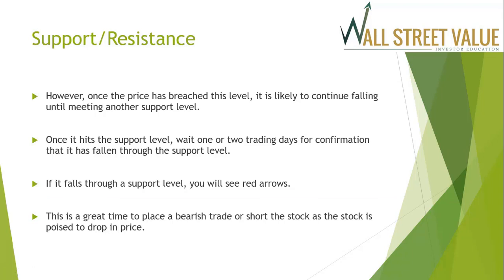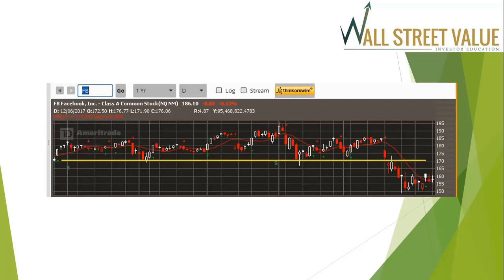However, once the price has breached this level, it's likely to continue falling until meeting another support level. Once it hits the support level, wait 1 or 2 days for confirmation that it has fallen through support. If it does fall through support, you're going to see red arrows, and this is a great time to place a bearish trade or short the stock as the stock is poised to drop in price.